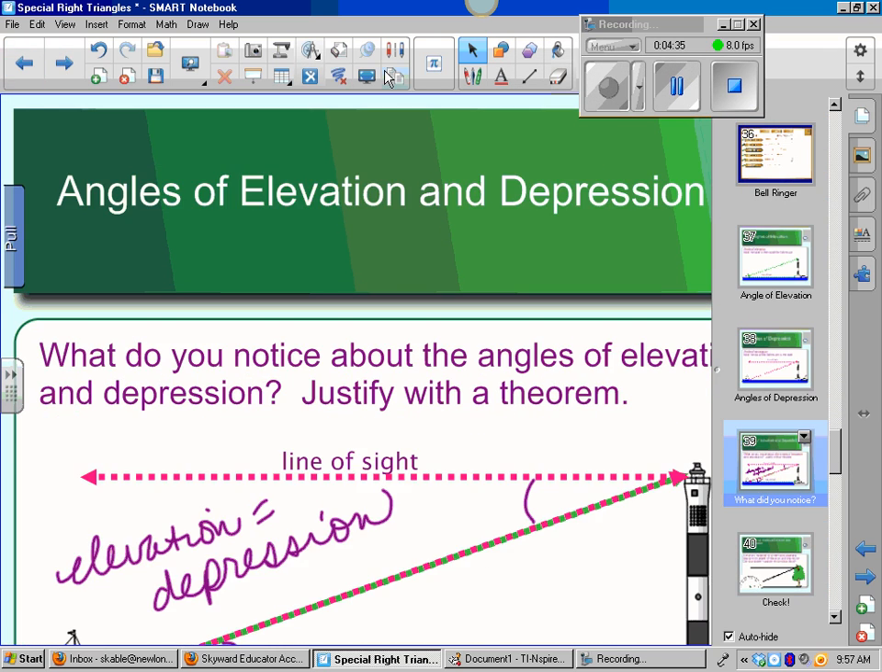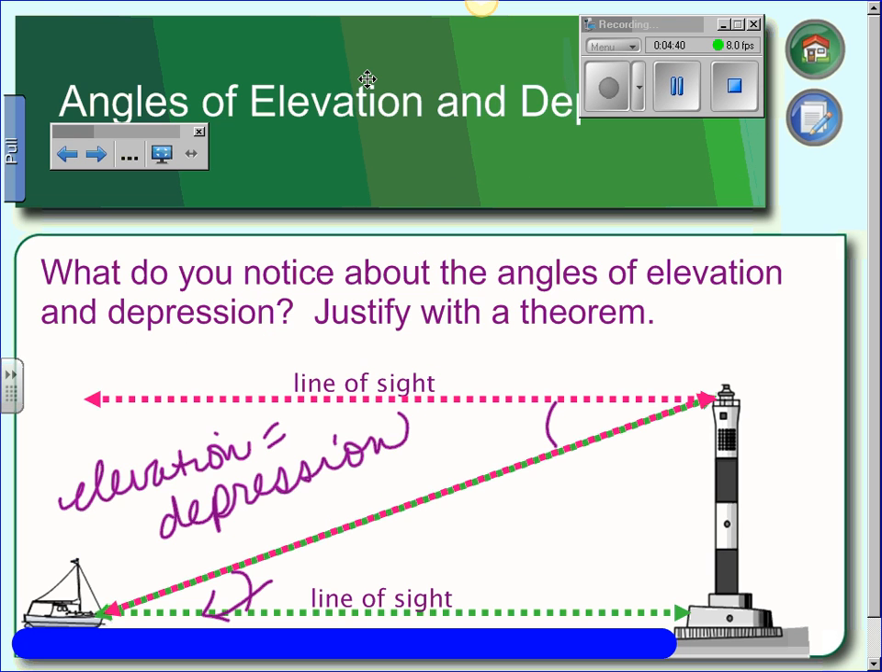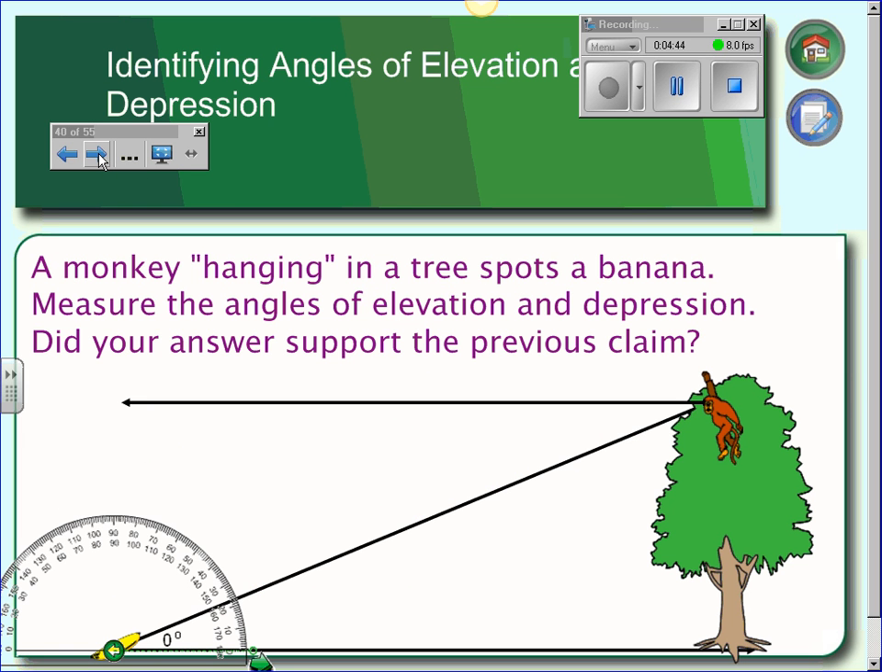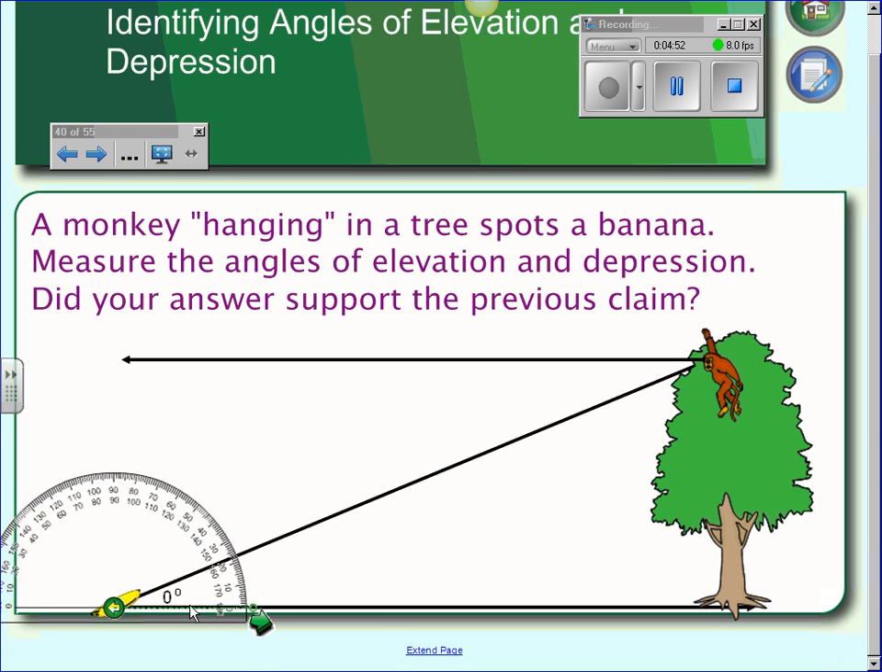As I mentioned earlier, the angle of elevation and the angle of depression are equivalent. And so we're going to utilize that by solving a problem. We have a monkey hanging from a tree, and he spots a banana. And so we're going to measure the angle of elevation and depression.